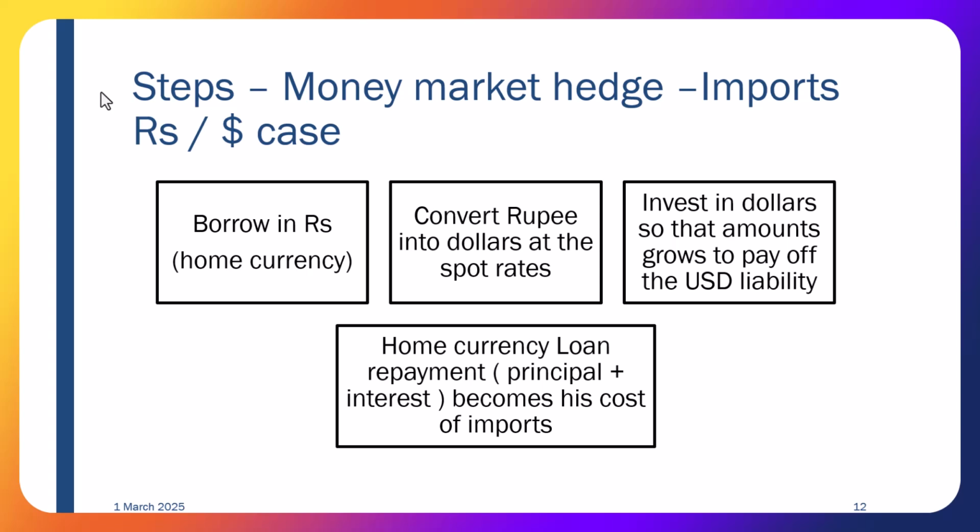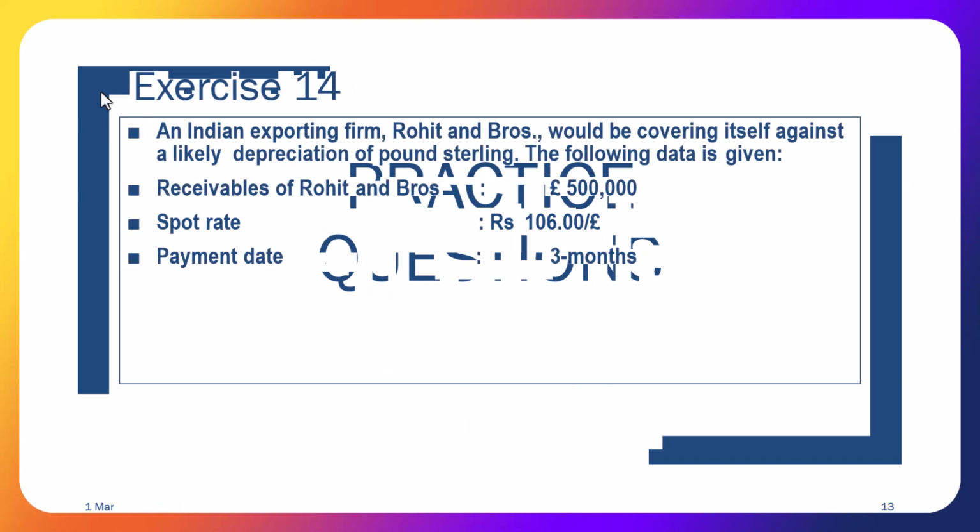Then if your forward rate is available, then you weigh both, which is more beneficial to you. Is this box beneficial or the forward rate beneficial? Then make a choice. Okay, fine. So let's do the question so that we understand.